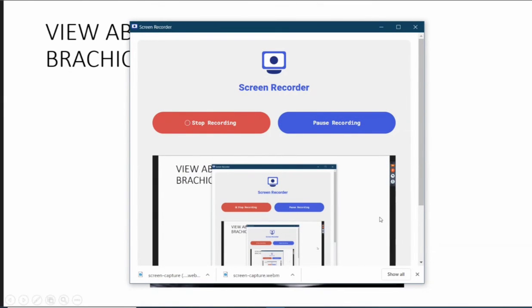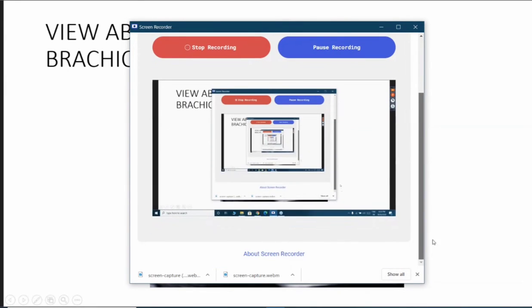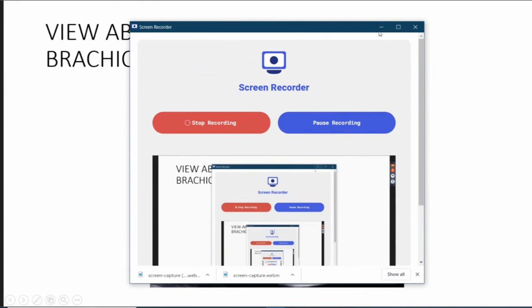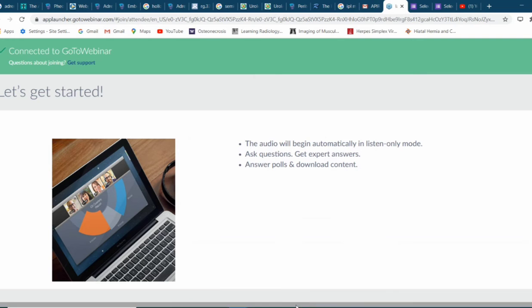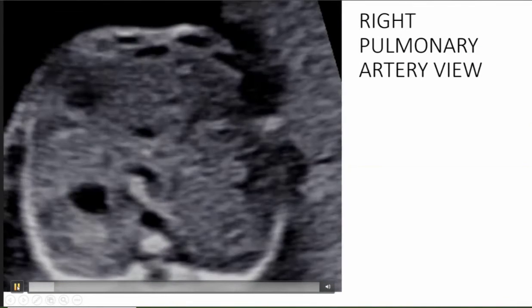Now that's the view above the three vessel tracheal view. That's the brachiocephalic vein crossing from left to right going into the IVC. So that's the brachiocephalic vein. This is sternum, this is spine. Now I will show you the right pulmonary artery view.